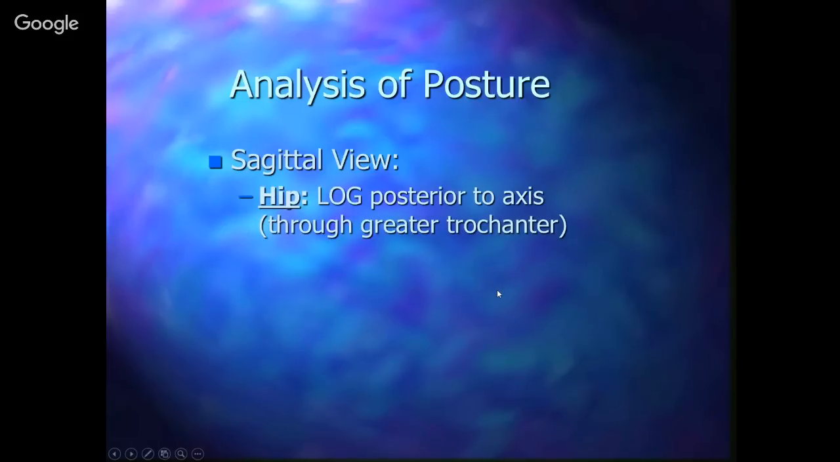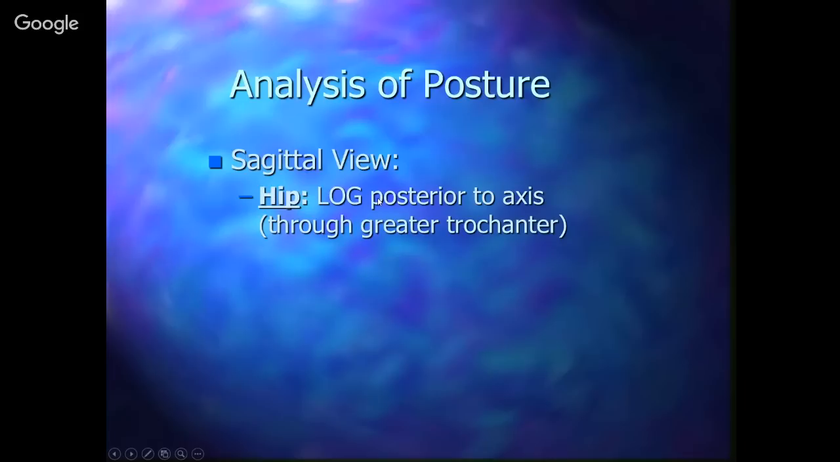If we move up the chain now to the hip, what's normal at the hip is the line of gravity should be posterior to the axis. So just in quick review, we had anterior at the ankle, we have anterior at the knee. Now we should be posterior to the axis at the hip.